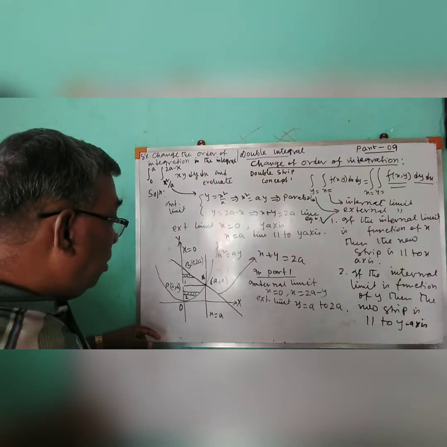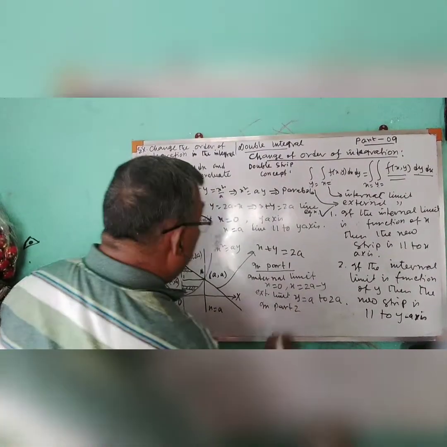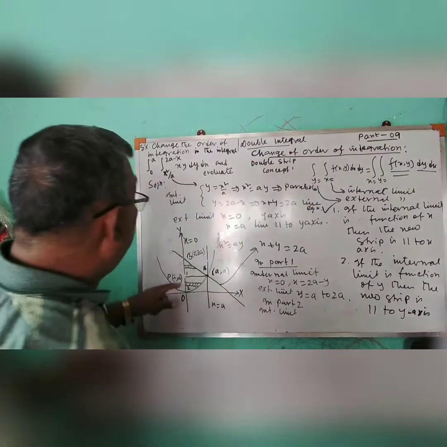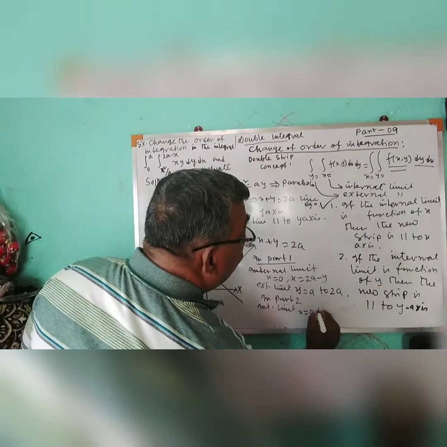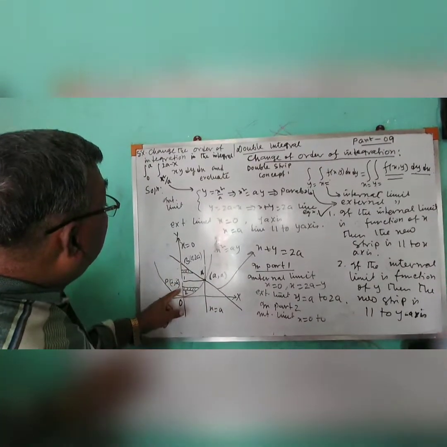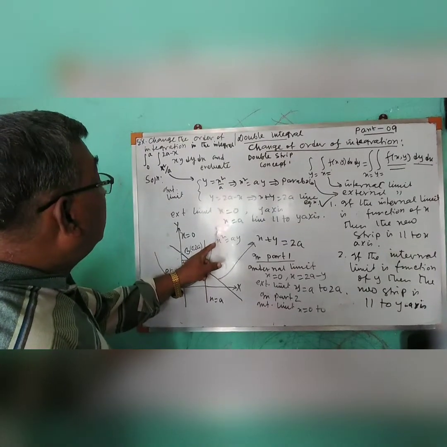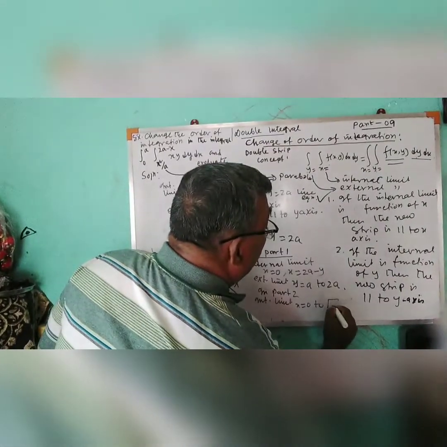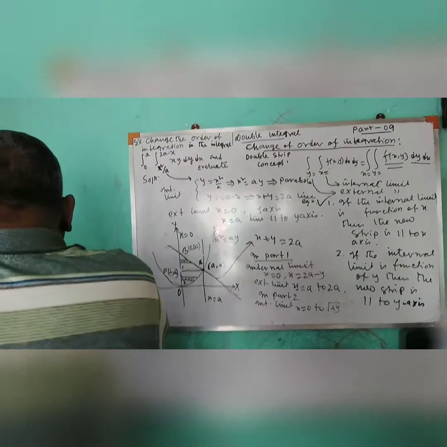Similarly, in part 2, what will be the internal limit? That is x equal to 0 to, at this point, the strip touches the parabola. So x equal to 0 to root over ay.